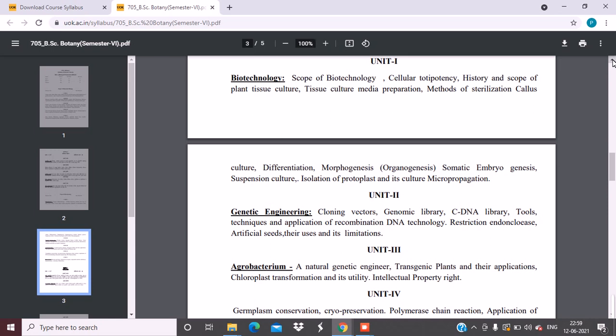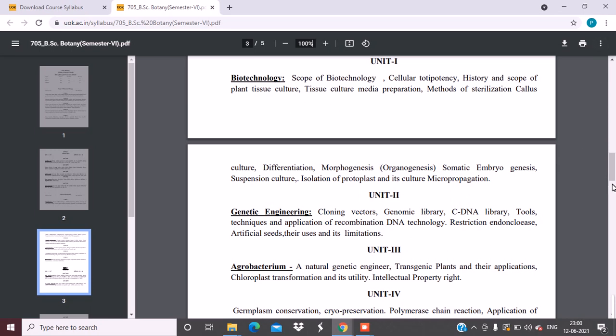Unit second is genetic engineering, cloning vectors, genomic libraries, cDNA library, tools, techniques, and the application of recombinant DNA technology, restriction endonuclease, artificial seeds, their uses and limitations. Unit third is Agrobacterium, a natural genetic engineer. It is a very important question. Transgenic plants and its applications, another very important topic. Chloroplast transformation and its utility, intellectual property rights, IPR.